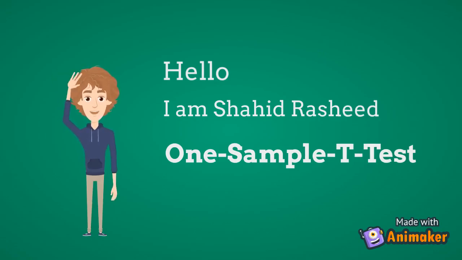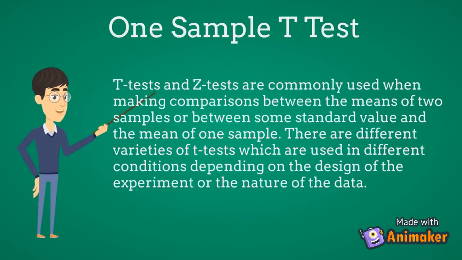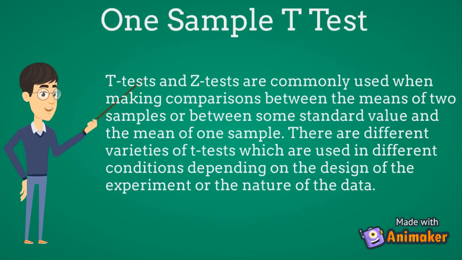Today we will learn about one sample t-test by using SPSS. T-tests and z-tests are commonly used when making comparisons between the means of two samples or between some standard value and the mean of one sample.